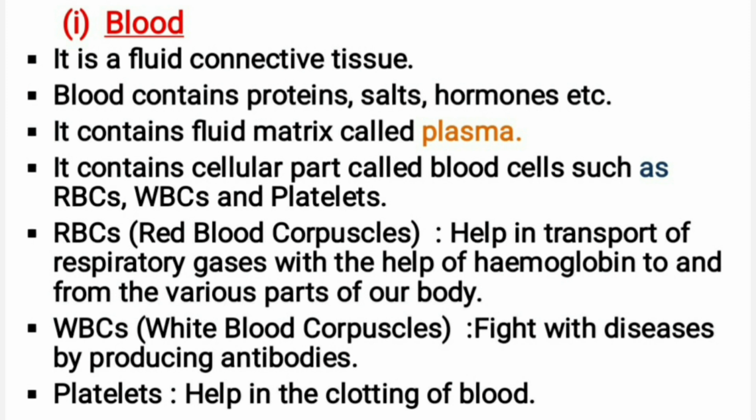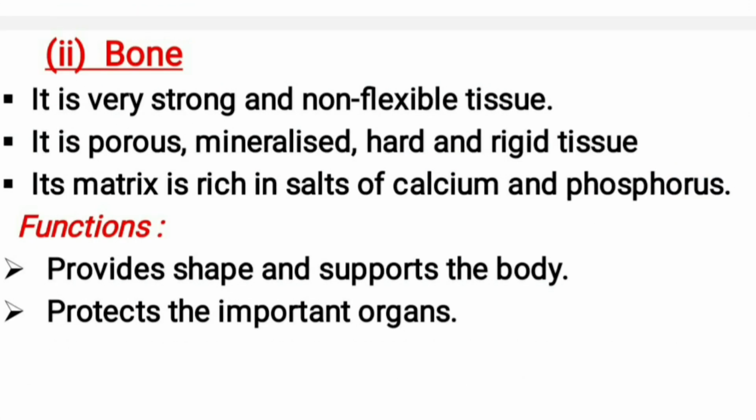Next connective tissue is the bone. It is very strong and non-flexible tissue. It is porous, mineralized, hard and rigid tissue. Its matrix is made up of proteins, calcium and phosphorus. It forms the framework that supports the body. It also anchors the muscles and supports the main organs.